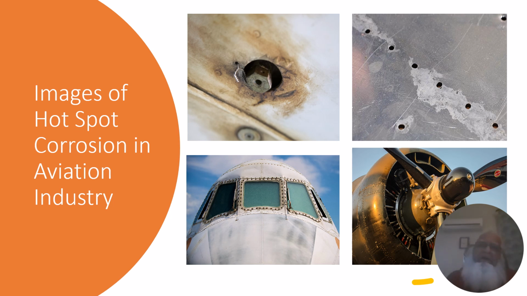And always, whenever the plane has landed, all these areas are carefully checked to make sure that the plane is safe for further travel. The picture on the below left is the frame, which is highly susceptible to corrosion, and the picture on the right shows the engine propeller area, which is also very, very susceptible to corrosion.